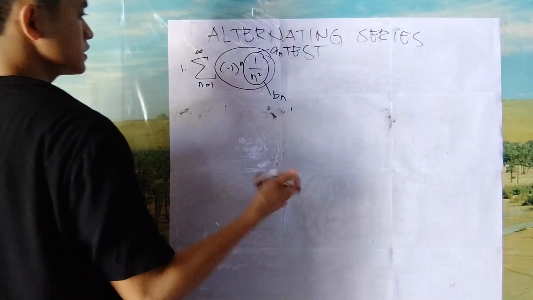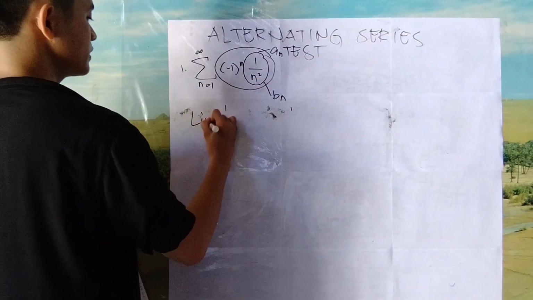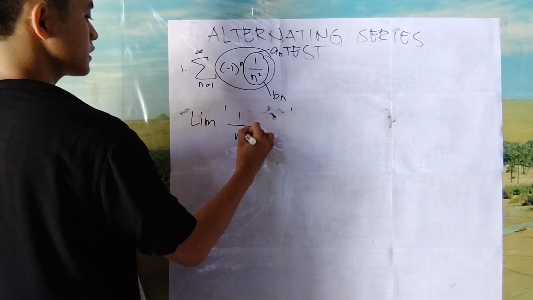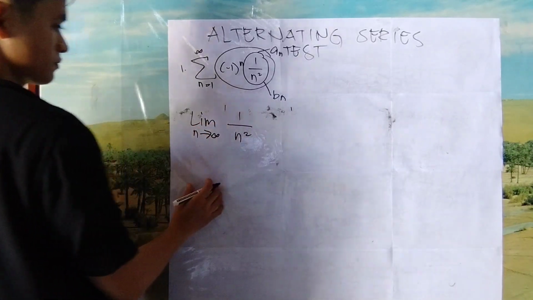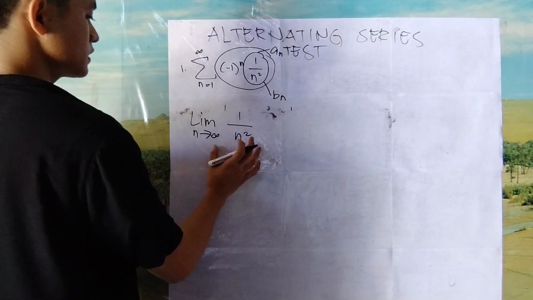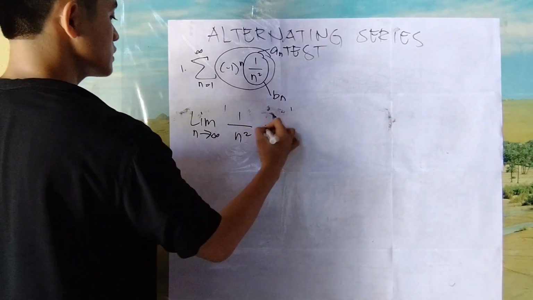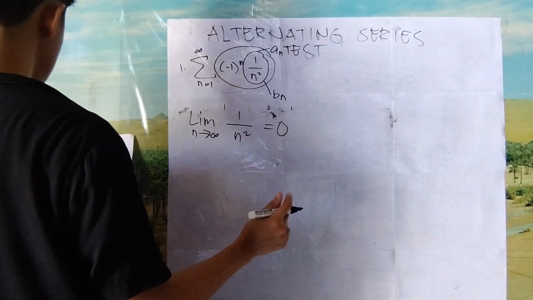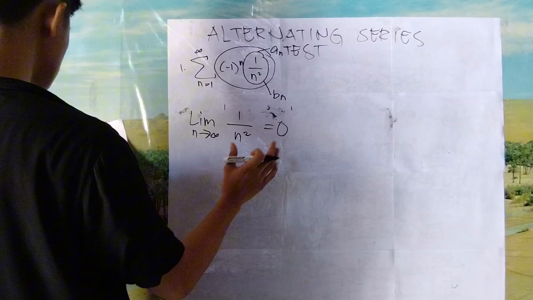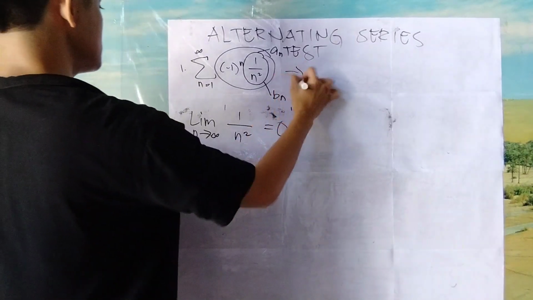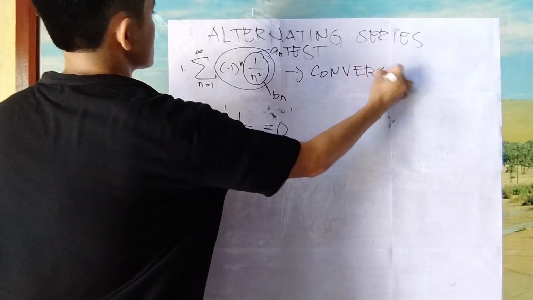So let's proceed to getting the limit of our b sub n. The limit of 1 over n raised to 2 as n approaches infinity is 0. So condition number 1 is satisfied, and we can conclude that this series is convergent, or converges.